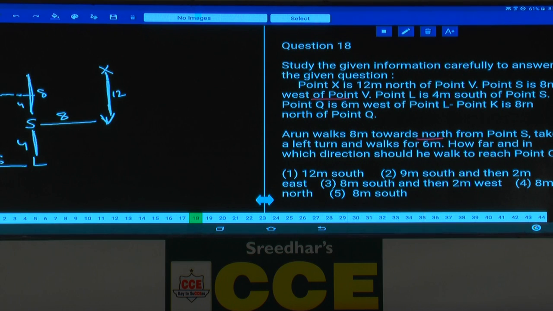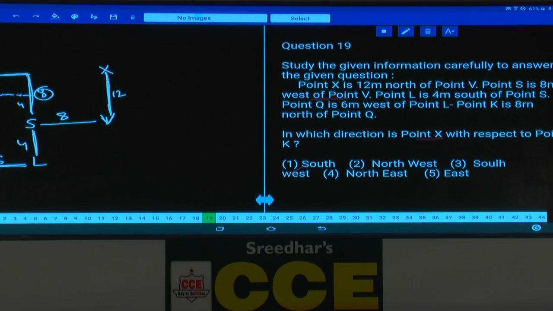Then, Arun walks 8 meters towards north from point S, takes a left turn, and walks for 6 meters. This 6 meters and this 6 meters are one and the same. Then, how far and in which direction should he walk to reach point Q? What is the total distance this person has to cover? From here to here, the distance is 8 meters, and again this is 4. This 8 equals this 8. Hence, 8 plus 4, 12 meters towards south, and it is given in choice 1.